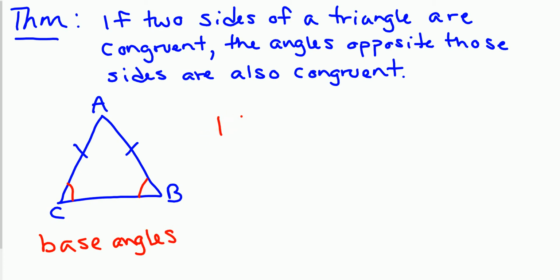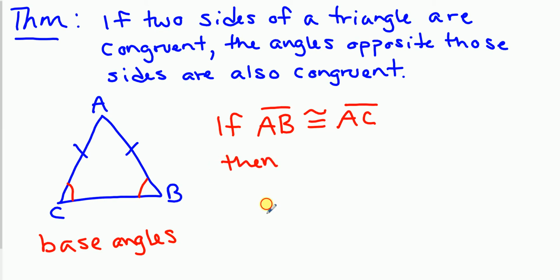Right, so if side AB is congruent, remember this symbol means congruent, to side AC, then angle B is congruent to angle C.